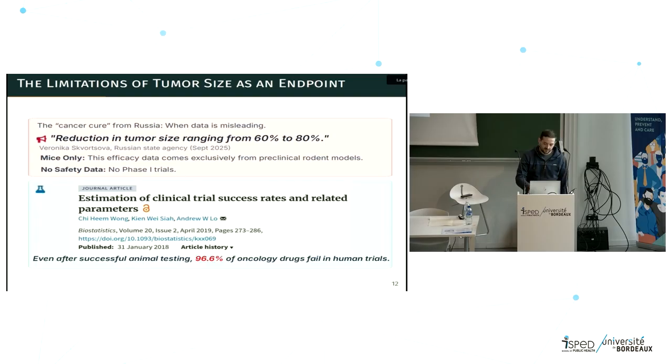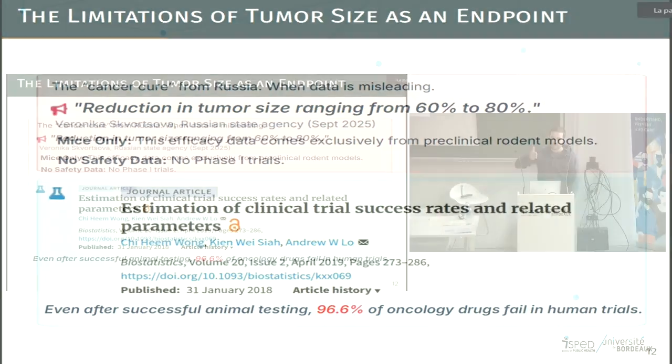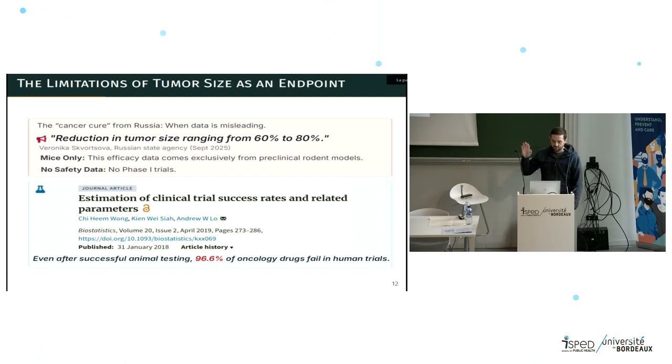And if you look at this paper published in Biostatistics, you will read that even after successful animal testing, 96.6% of oncology drugs fail in human trials. So we are really in early stage of research, and this is far from being what people seem to say online. The reason why I talk about it is because you cannot just look at a tumor reduction in size to conclude about treatment effect. And there is a justification for it.